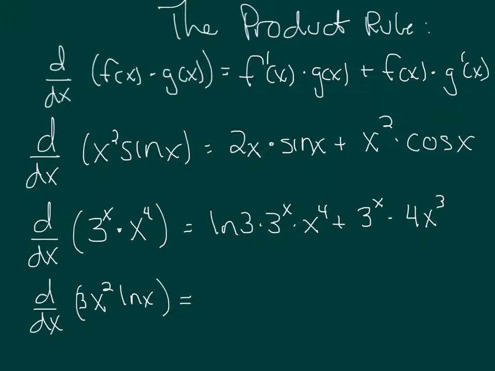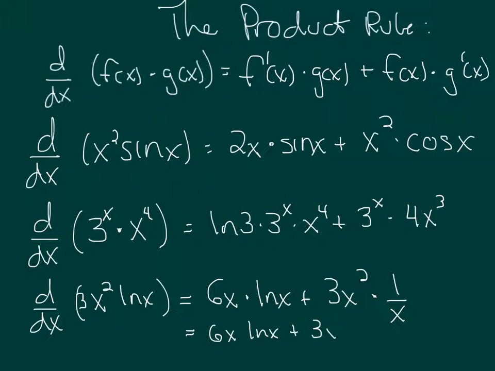Okay, we would take the derivative of the first function, which is going to be 6x, times the second function, which is natural log of x. And then we'll add the first function, 3x squared, times 1 over x. Now, it's usually good form that when the simplifying is this easy, we should. So that becomes 6x times the natural log of x plus 3x, because this x squared and the x in the denominator cancel. So our final answer becomes that.